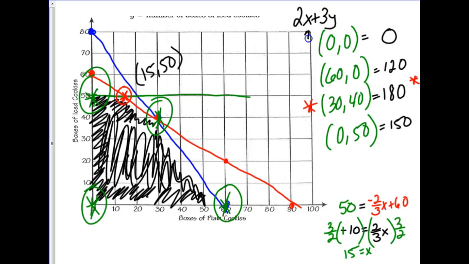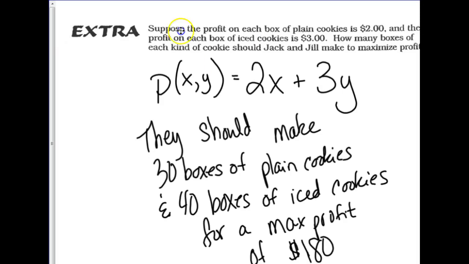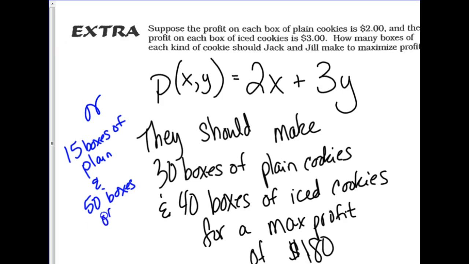And when I go plug that into my profit function, I get 2 times 15, so 30 plus 3 times 50. So we end up with 180 anyways. So back up. My answer technically has two possibilities. They could either make 30 boxes of plain cookies and 40 boxes of iced cookies, or they could make 15 boxes of plain and 50 boxes of iced. So I guess it's up to Jack and Jill to decide what works. Sorry. Good call, Garrett.